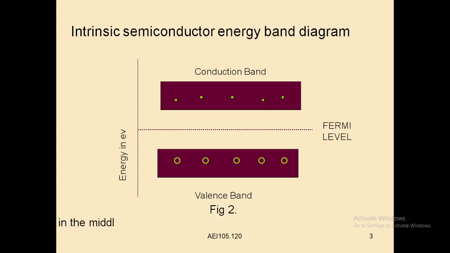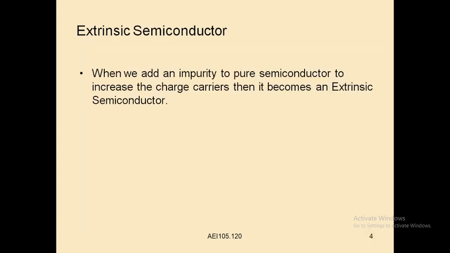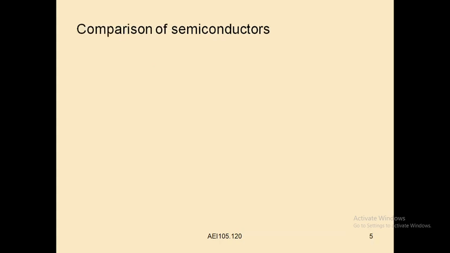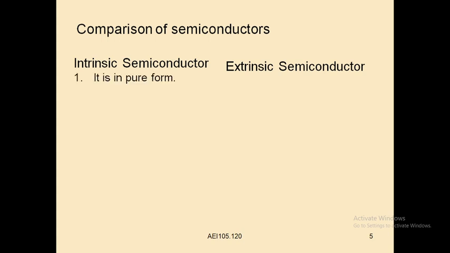While coming to extrinsic semiconductors, here we can see that addition of impurities to the pure form of semiconductor will give an extrinsic semiconductor. The process of addition of these impurities to the pure form of semiconductor, we call it doping. In extrinsic semiconductors, without breaking the covalent bonds, we can increase the charge carriers. Here we have some points related to the comparison of intrinsic and extrinsic semiconductors.